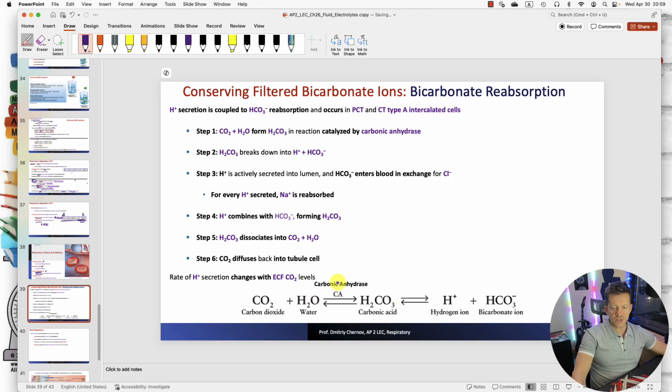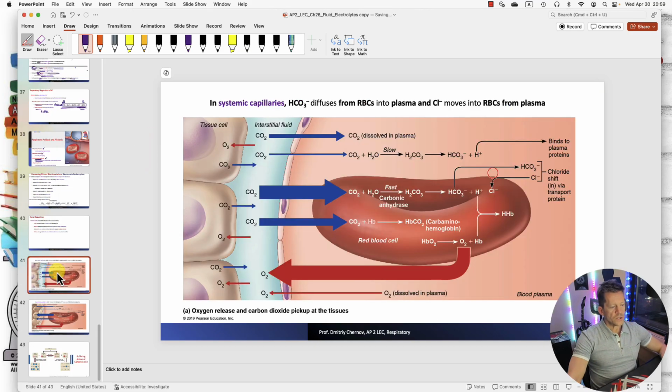But here is something that we did not discuss before: the enzyme carbonic anhydrase that does this conversion from here to here, right, to carbonic acid. Everything that I just discussed is written here. Please know this stuff. You can look at this structure. This is the red blood cell, hemoglobin molecule. There's nothing new here. So let's say in systemic capillaries, bicarbonate diffuses from red blood cells into plasma, and chloride moves into red blood cells from plasma, shifting.